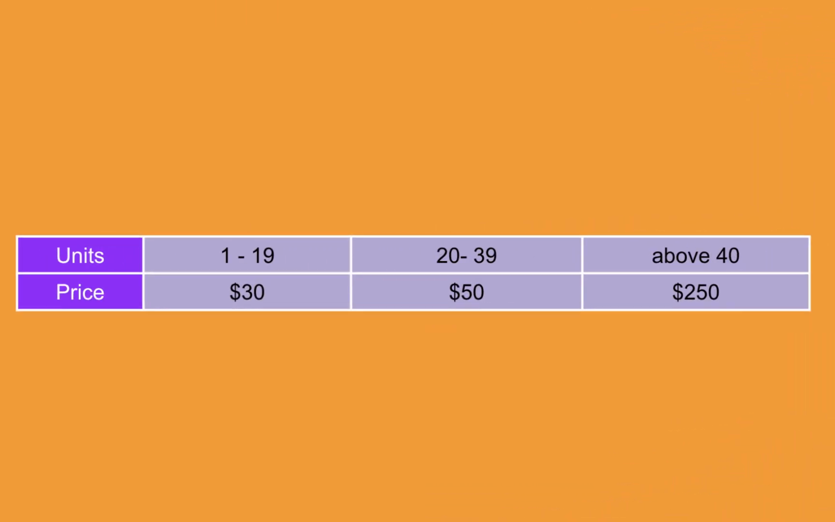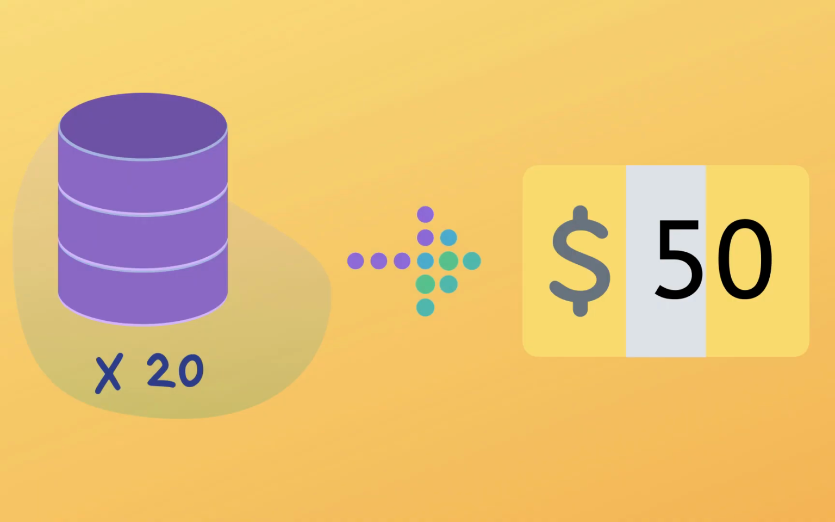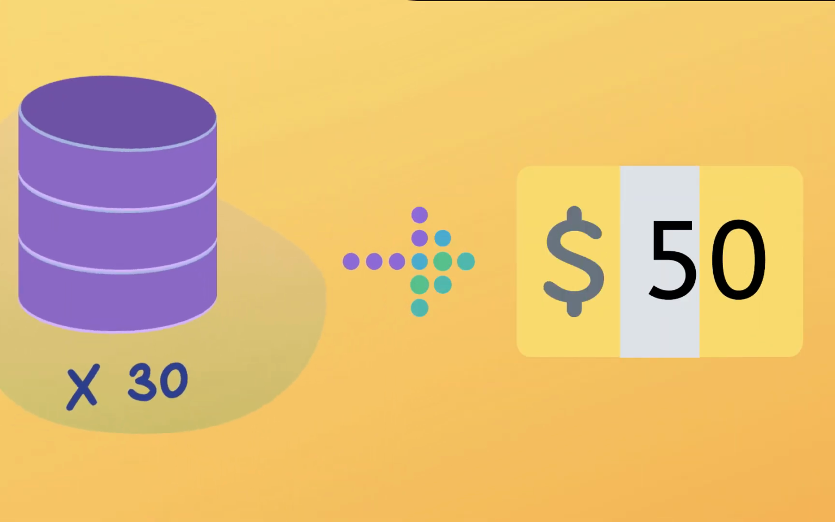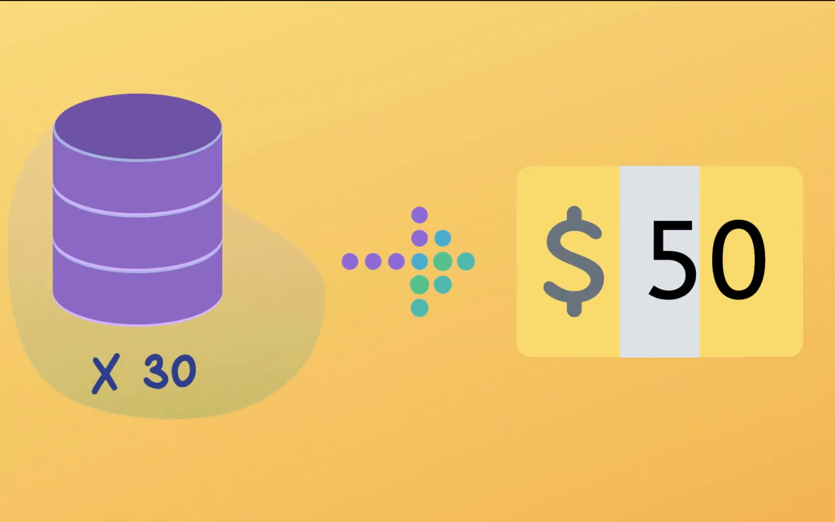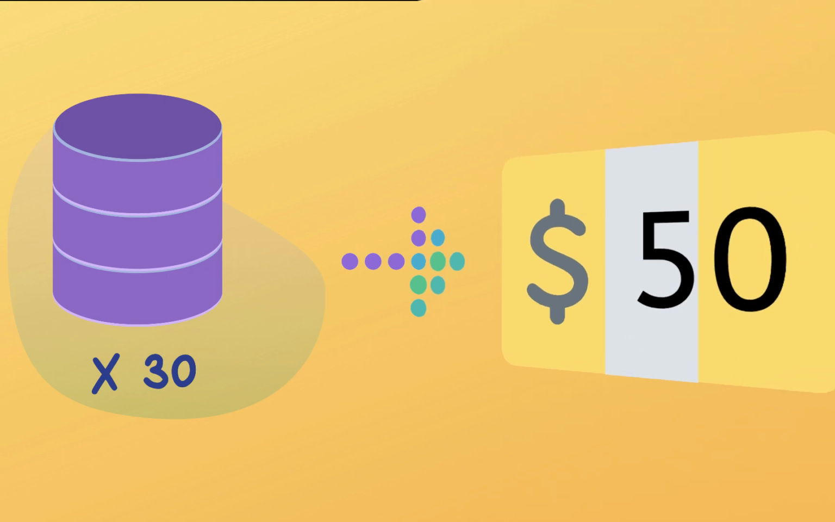We have categorized the units into three ranges. The cost of units between 1 to 19 is $30. The cost of units between 20 to 39 is $50. And the cost of the units exceeding 40 is $250. A customer purchasing 20 units will be charged a flat fee of $50, and a customer purchasing 30 units will also be charged a flat fee of $50.